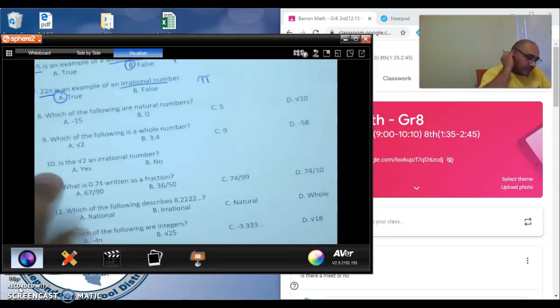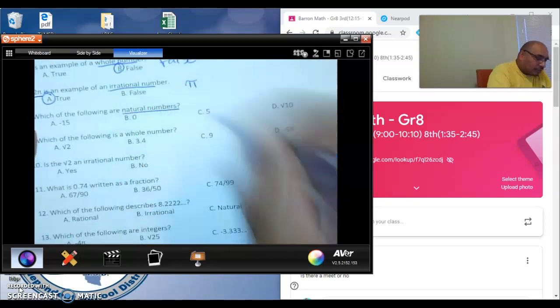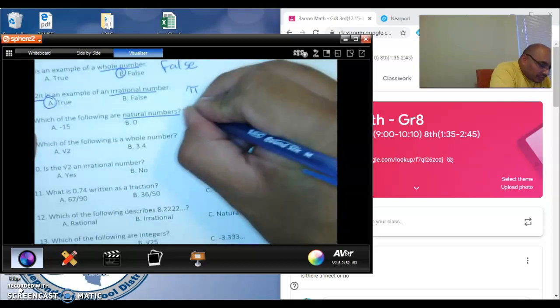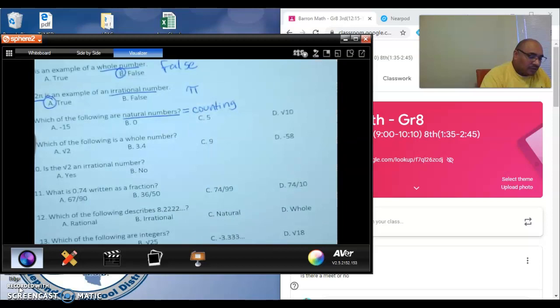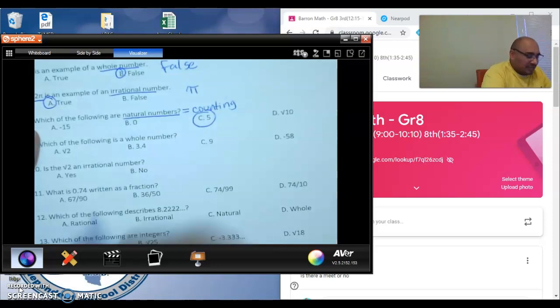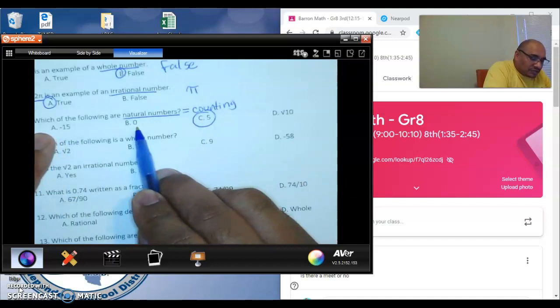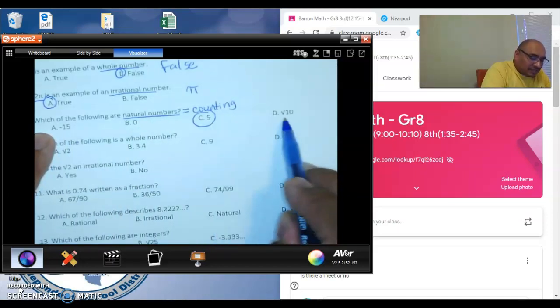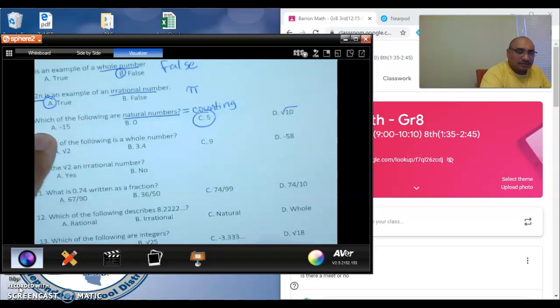Now, the part where I need you guys to focus even more. Which of the following are natural numbers? Remember, natural is the same thing as counting. So 1, 2, 3, 4, 5. This is the only one because this has a negative. Natural and counting numbers do not include 0. 5 is counting. This is the square root of 10, which is not.